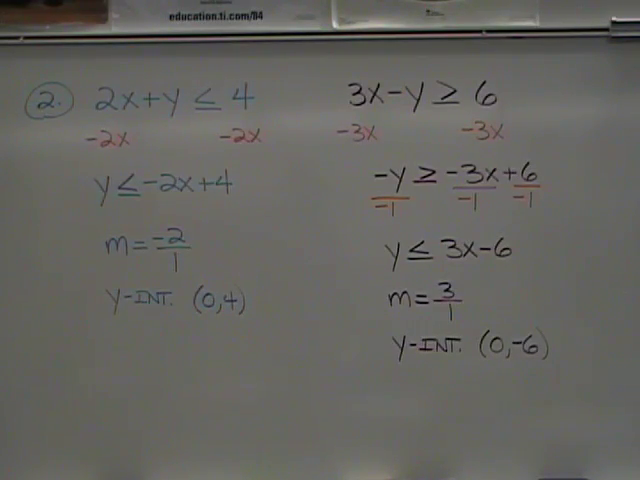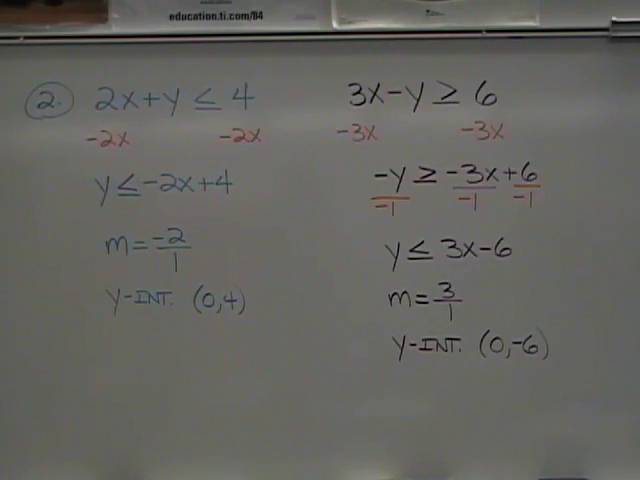Now let's take a look at the maroon equation. Have to do a little bit more work on that one. First of all, we're going to subtract 3x from both sides. That gives us negative y is greater than or equal to negative 3x plus 6. Now we have to cancel out that negative in front of the y. Y has to be all by itself. So I did that by dividing everything on both sides of the inequality by negative 1.